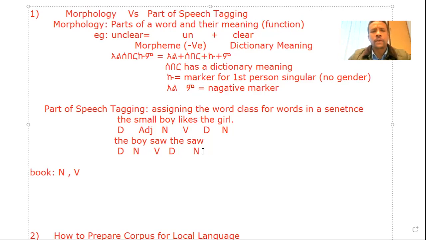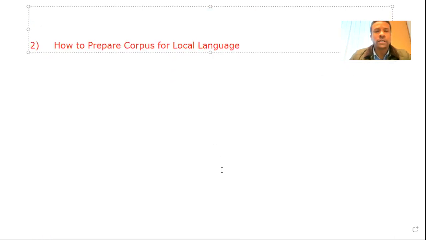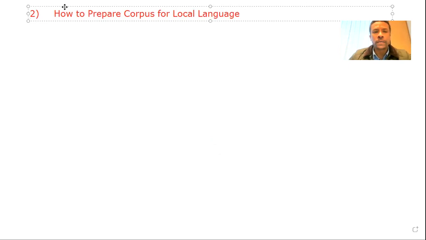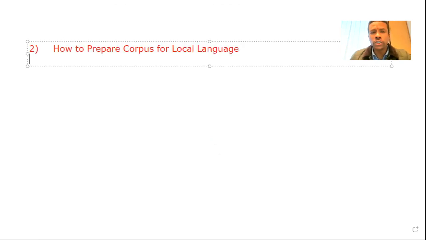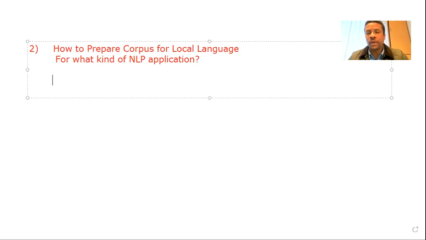Okay. If that's clear, coming to the second question, how are we going to prepare a corpus for a local language? The question is, for what kind of application? Can you give me an example? For what kind of NLP application are you concerned with preparing a corpus? Because for many different kinds of NLP applications, the way you prepare a corpus would be quite different. So can you give me one example? For what kind of application do you need the corpus?